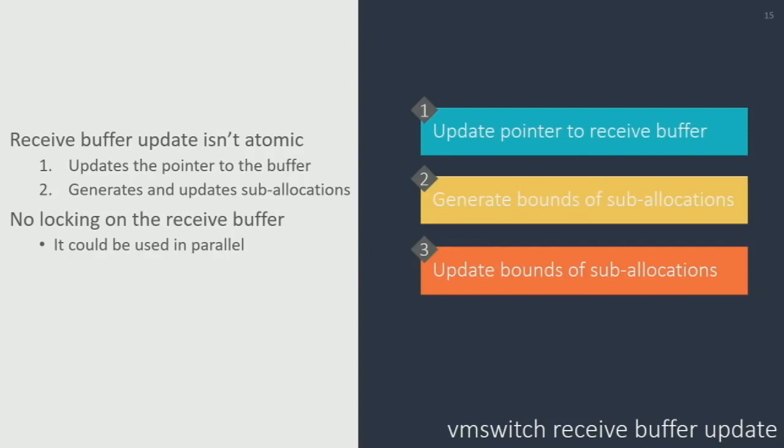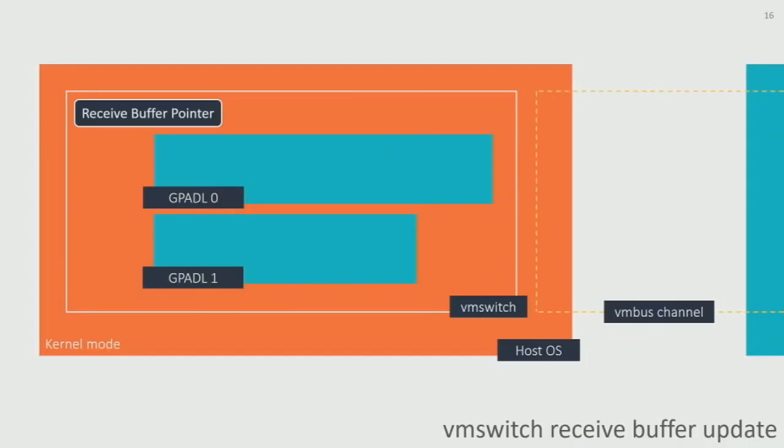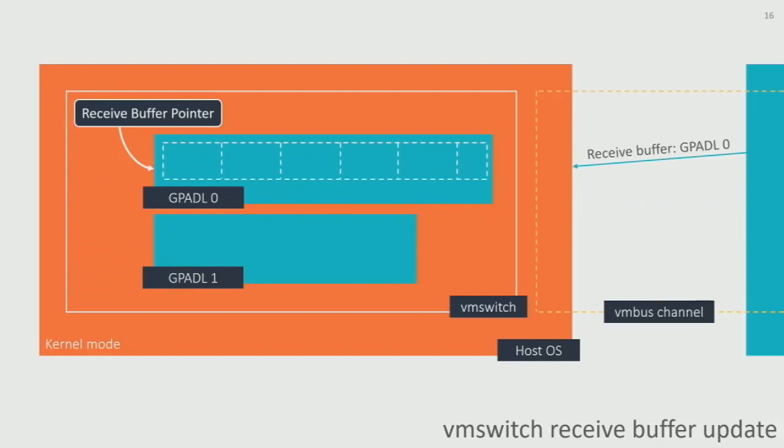And so it might not seem like a huge deal, but if you take a look at how this works, let's assume that we have gpaddle0 and gpaddle1 both mapped in the host OS, and the guest OS decides, okay, let's use gpaddle0 as our receive buffer. So the host OS is like, okie dokie, here we are. We have a pointer, and now we have sub-allocations to that receive buffer. It's all good. But now, the guest OS is being annoying, telling it to use the gpal1 instead of gpal0 as a receive buffer.